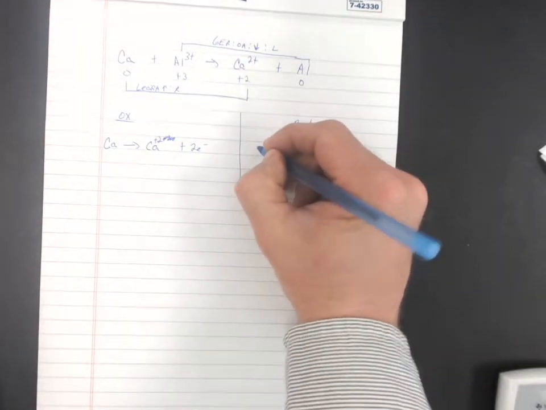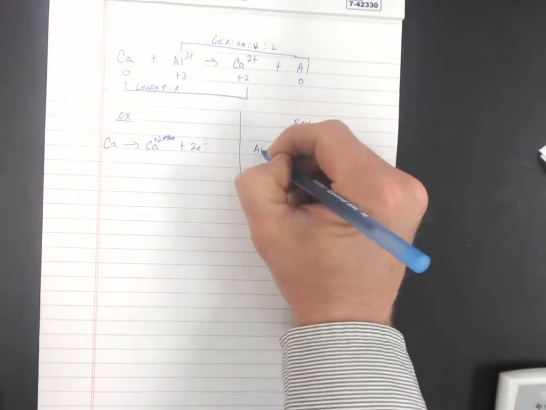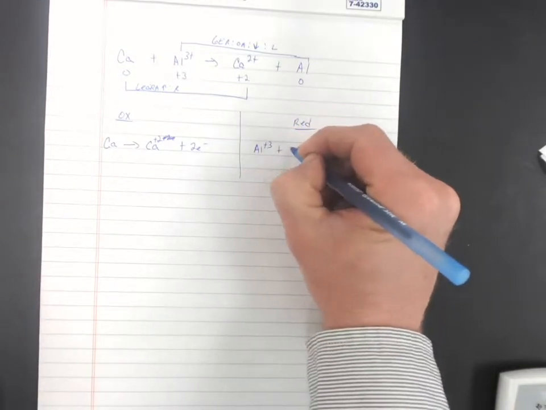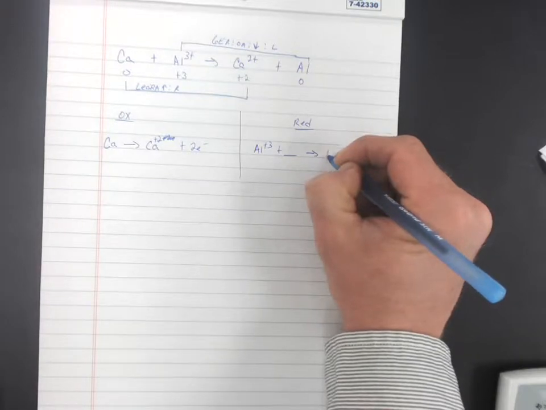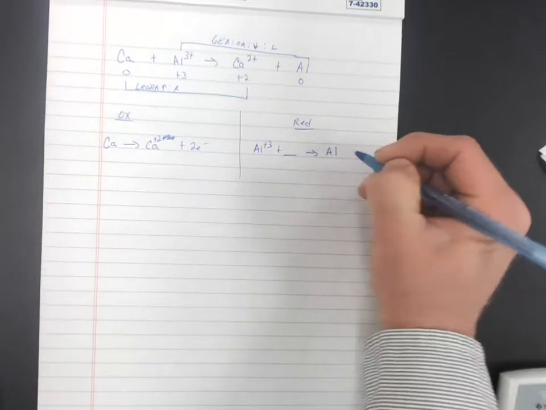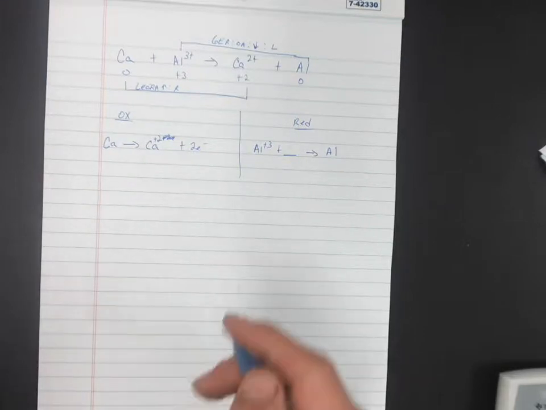Next, can someone do our reduction? Al3+ plus blank electrons. I haven't figured that out yet. Yields Al. Good job. And what would we put in there for electrons, Kaylee? 3. Very good.